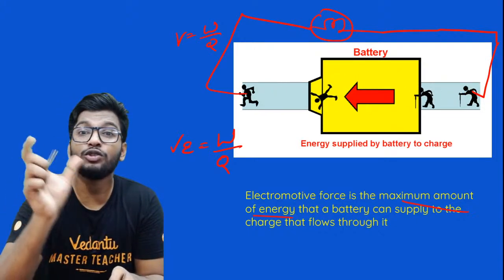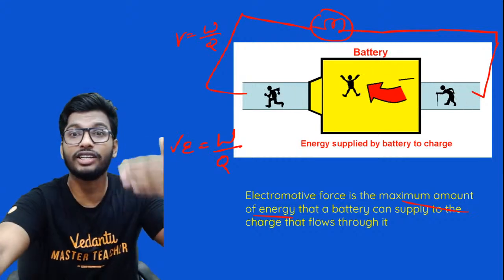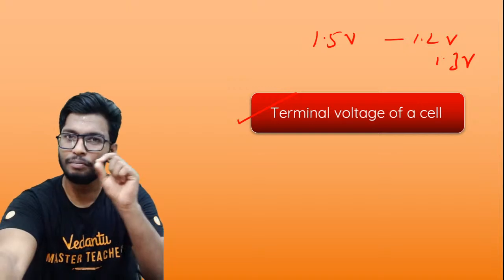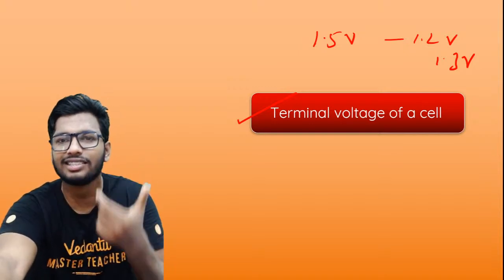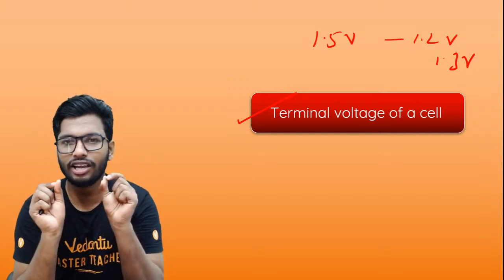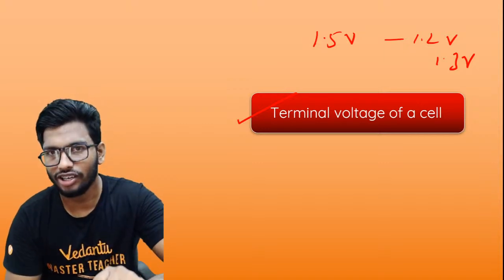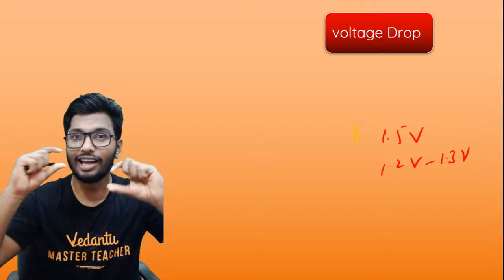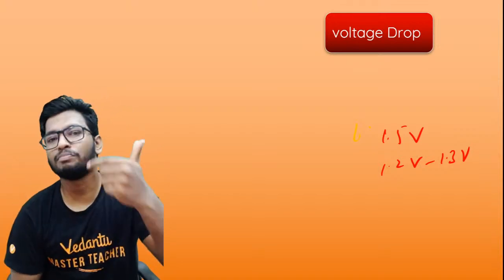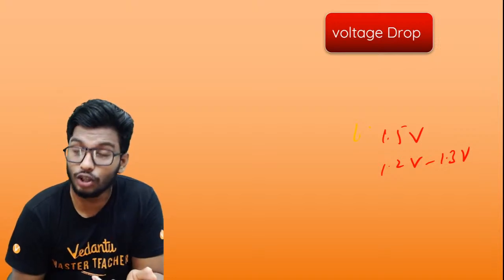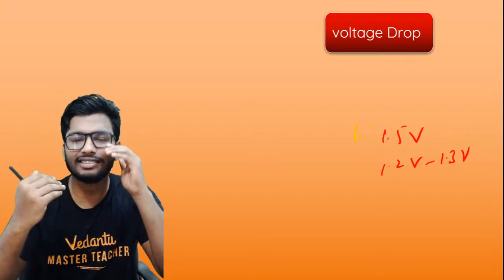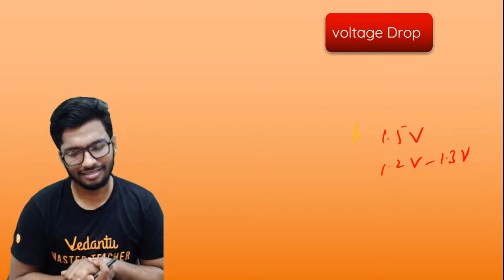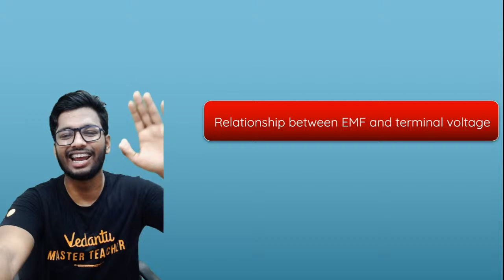Whatever potential difference or voltage that the battery claims to provide, that is EMF. What you're actually getting across the terminals of the cell, because of certain loss and everything, that is terminal voltage. And finally, when you talk about voltage drop, there's a clear difference between the EMF and what you're actually getting. That difference is because of the voltage drop. And why is the voltage dropping, or why is there this inconsistency? Because of the internal resistance of the cell. All right, clear? Awesome. These are the three things that I wanted to clear.